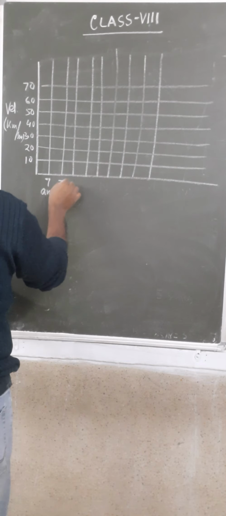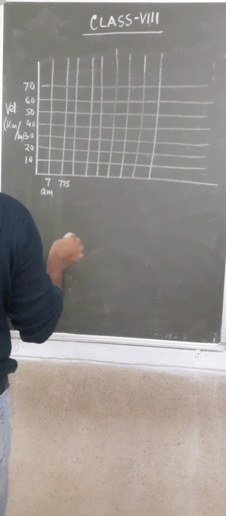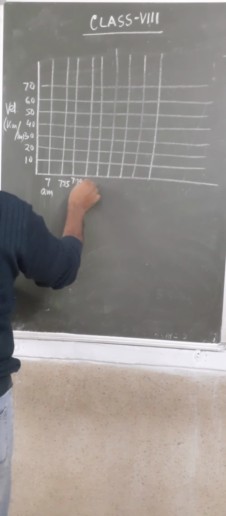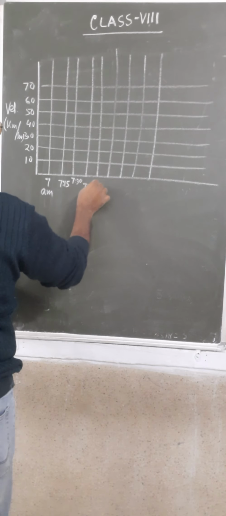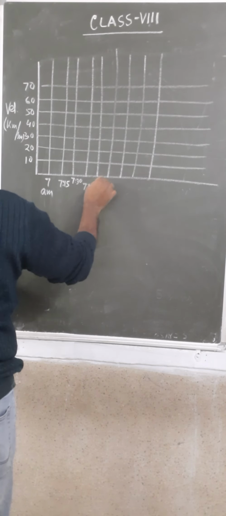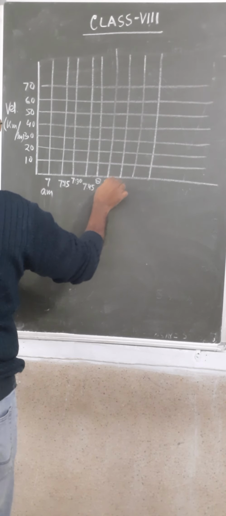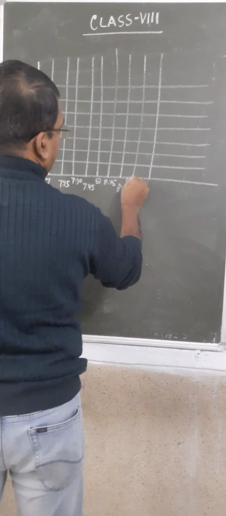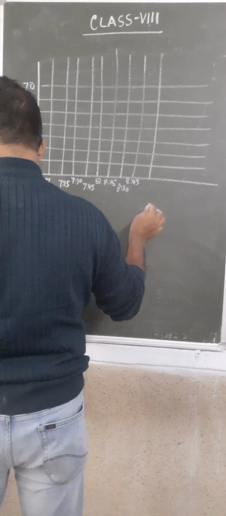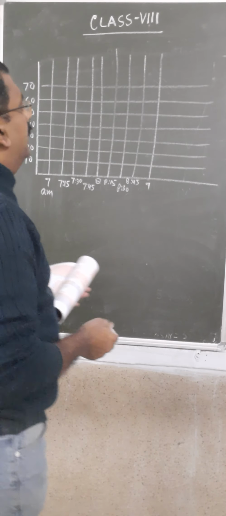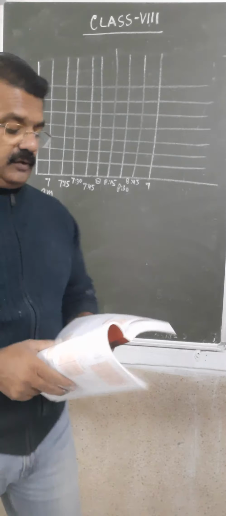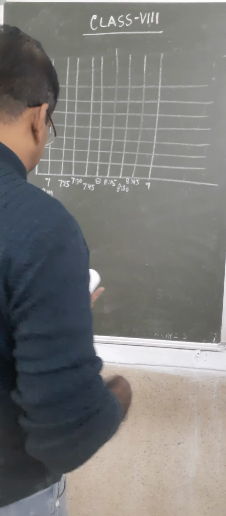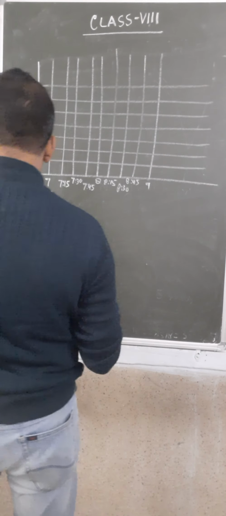Then 7:15, then 7:30, then 7:45, then 8, then 8:15, 8:30, 8:45 and 9. So they have given the graph, they have made the graph for two cars. Now for the first car, that is car A, at 7 a.m. the speed was 45.